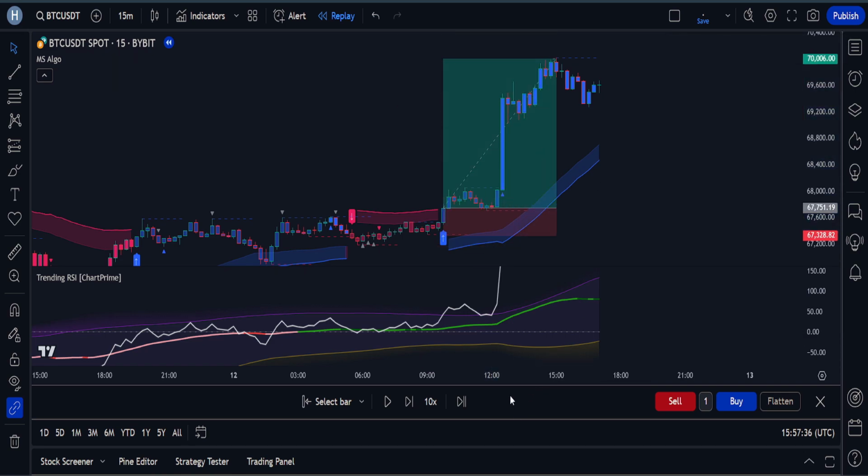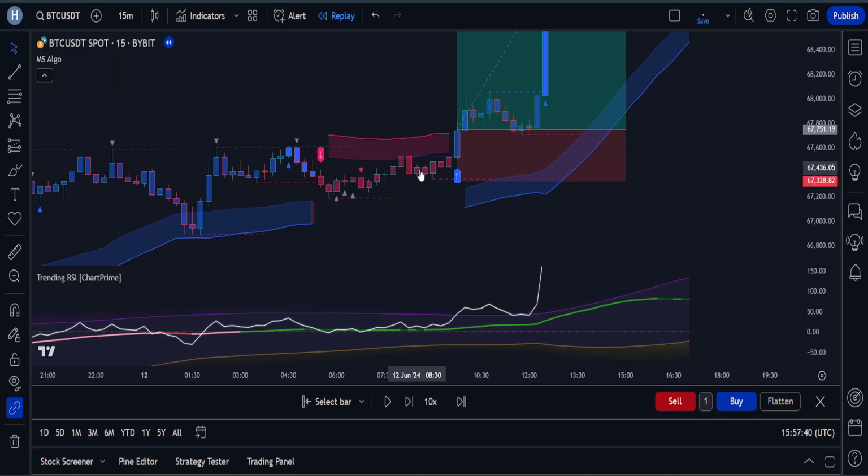A crucial point to remember is that during the pullback, the trend should remain bullish. If the green center line changes to red, it invalidates the pullback, indicating a potential trend reversal.